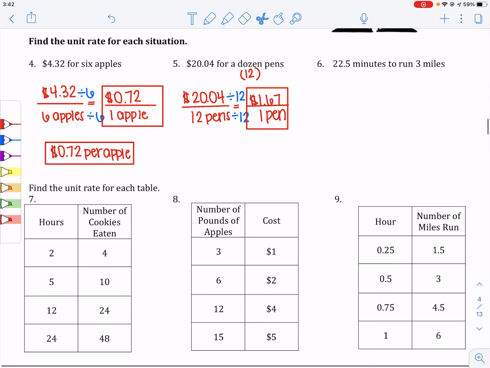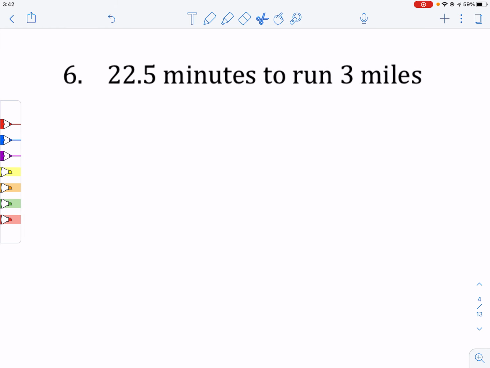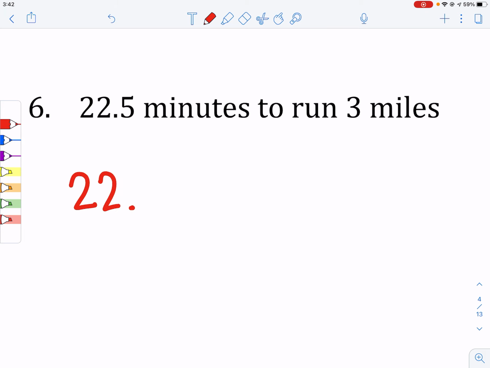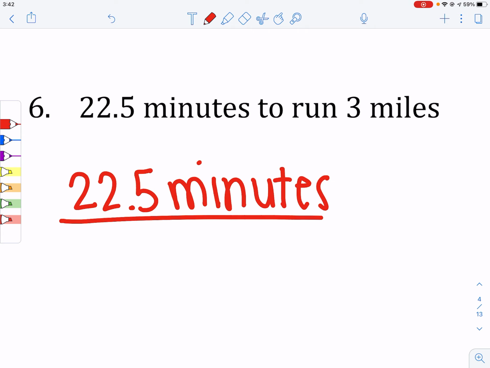All right, last one with these. Let's go ahead and do number 6. So it's 22 and a half minutes to run 3 miles. Go ahead and write it as a fraction and then find your unit rate for number 6. What do you get? Okay, so when we write it as a fraction, we got 22.5 minutes. We have 3 miles.